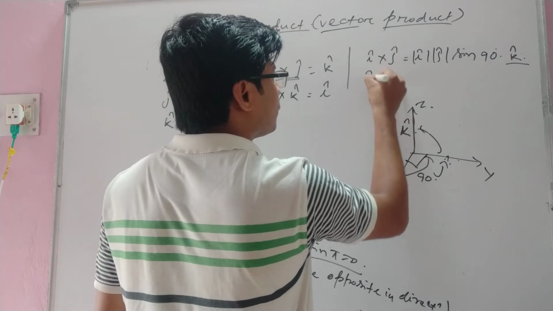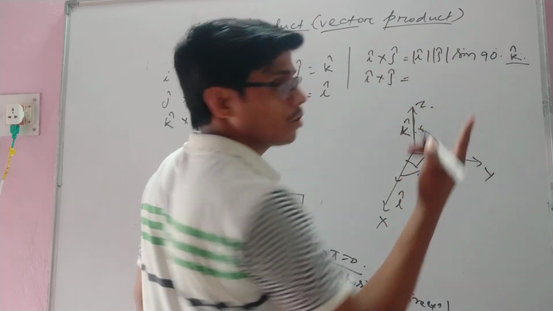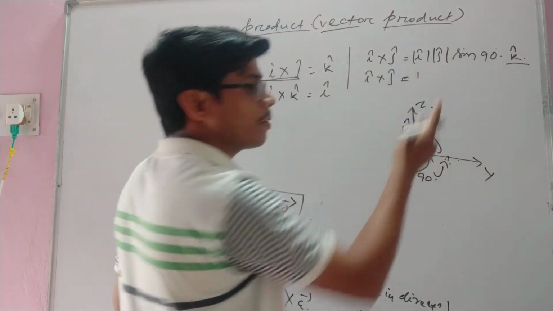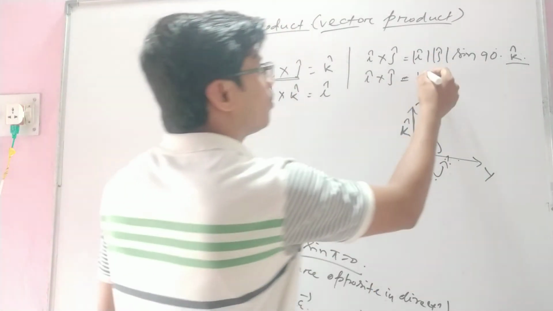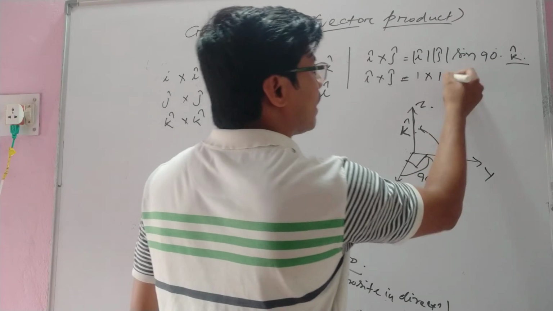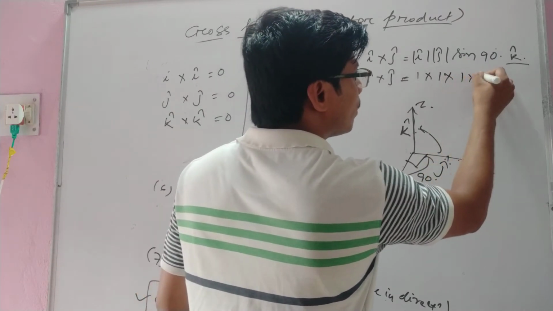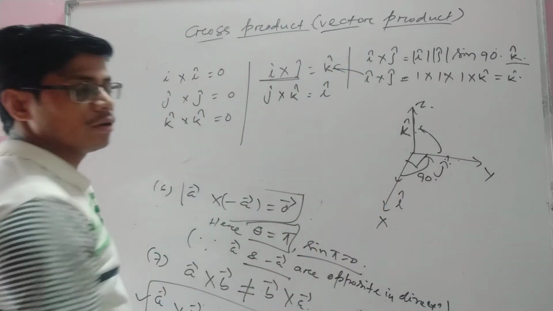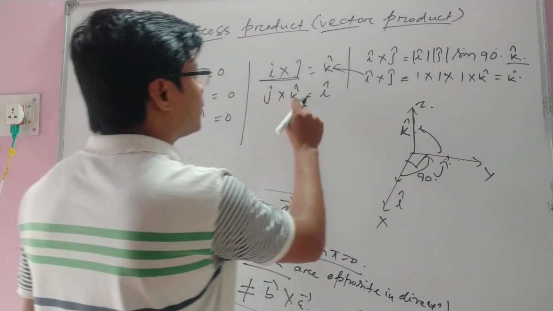We know that i cap cross j cap: i cap is the unit vector along the x-axis, so magnitude 1. Similarly, j cap is the unit vector along the y-axis, so magnitude 1, and the value of sin 90 degrees is 1, into k cap. So that is equal to k cap. We get the result. Okay, similarly j cross k is equal to i cap.